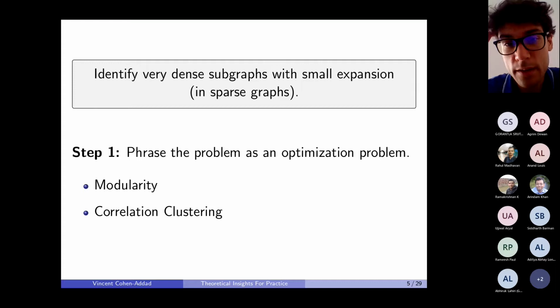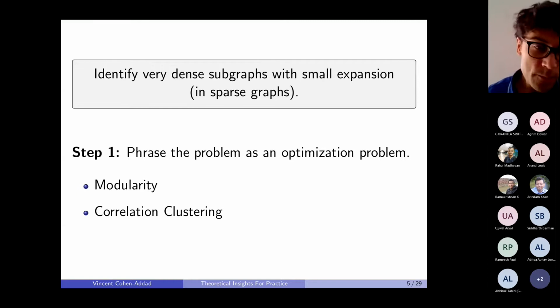So the first step I will have in this talk is to look at an objective function, a model for this problem essentially. There are two ways to model it, one with the modularity objective, one with the correlation clustering objective, and I'll describe the two models. I will also argue why these models make sense to me. Of course, they're not the only ones that make sense, we can discuss other models, but I think these ones are pretty nice.